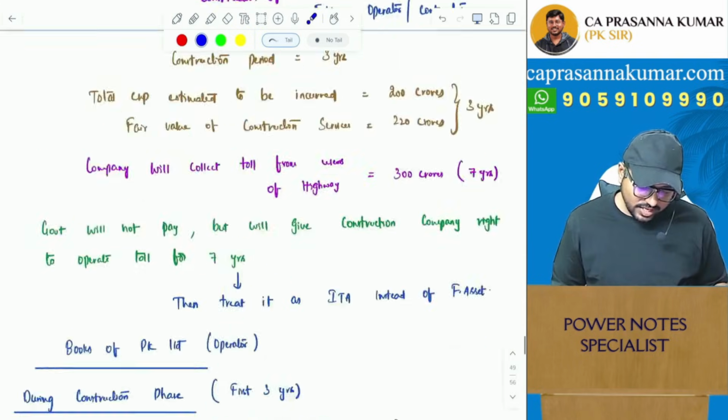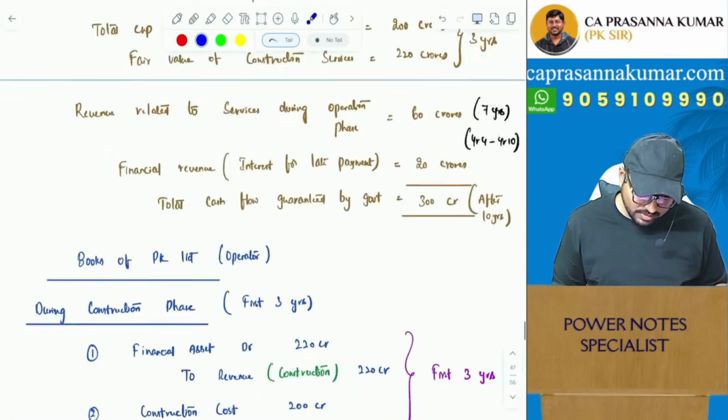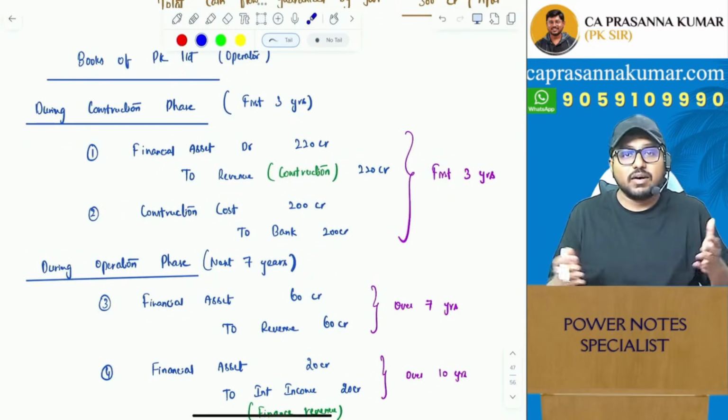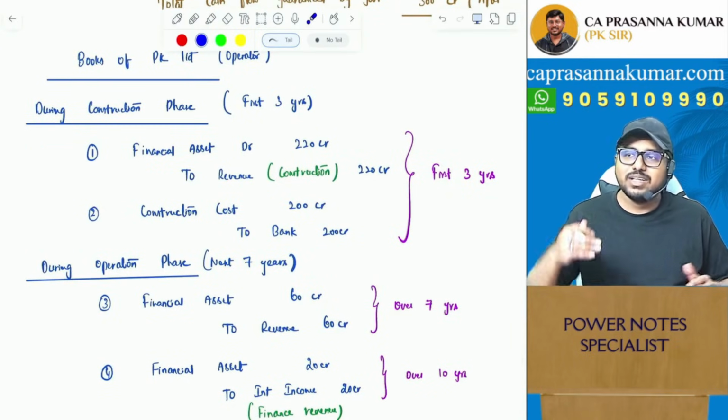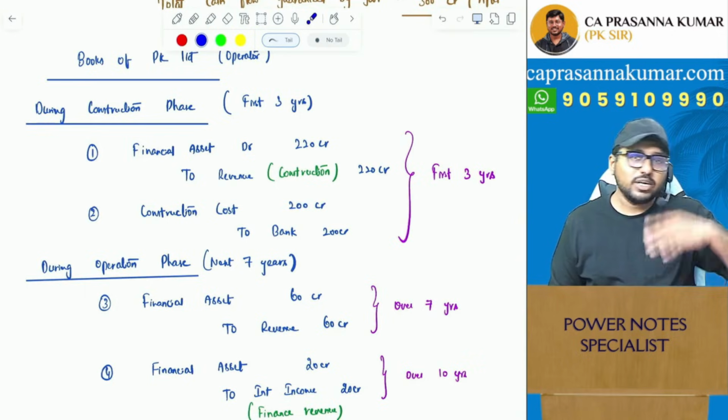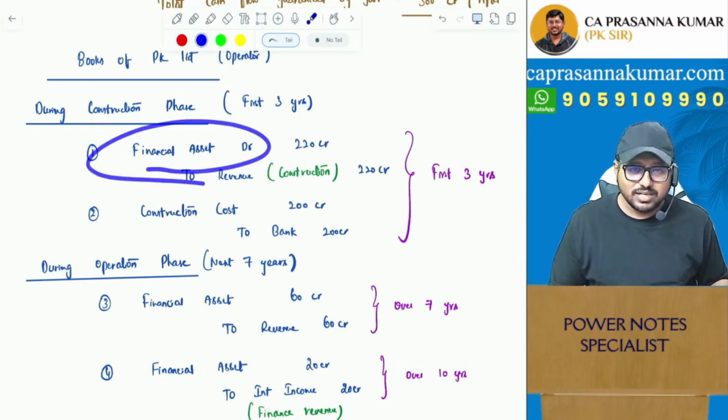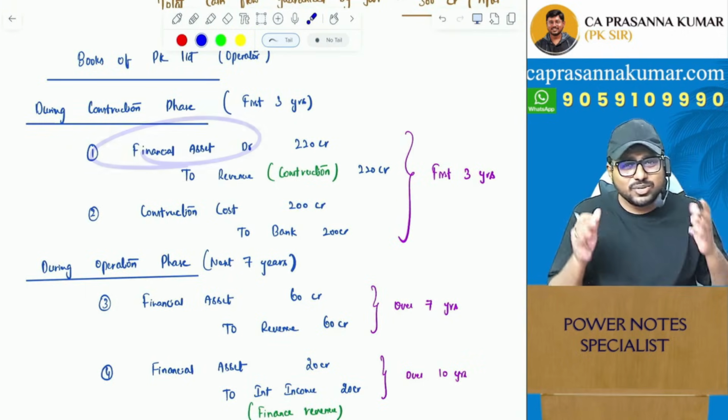In the first case scenario, when there is a fixed payment on behalf of the government, do we have consideration? Yes. Government promised to pay you 300 crores. Only thing is that it will take time to pay you. So I know that in future he's going to pay me money. Therefore, I'm recognizing that as a financial asset. So this is your consideration. So it's clear. There is no confusion.